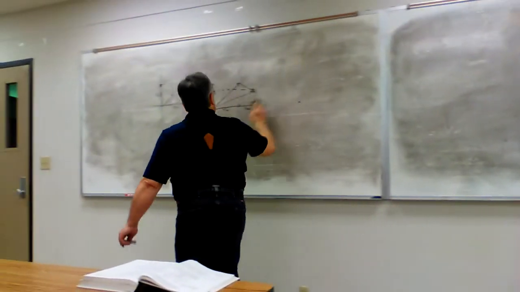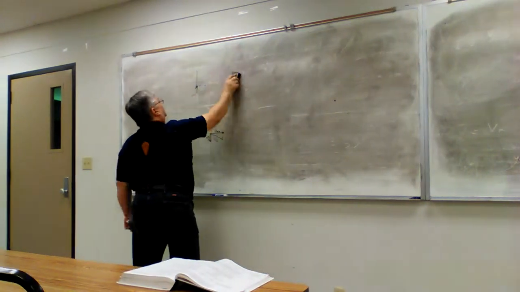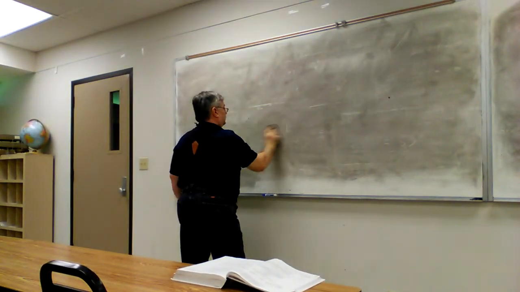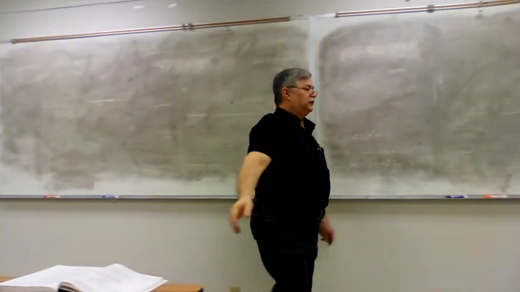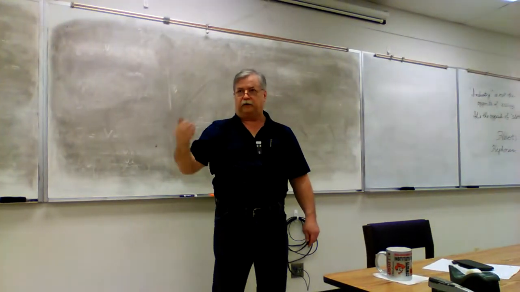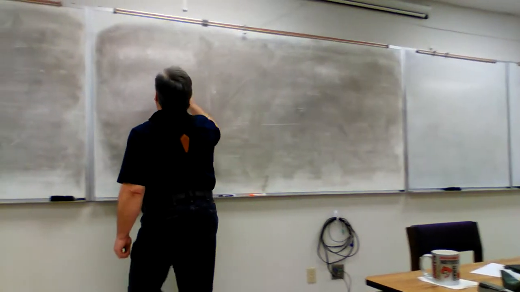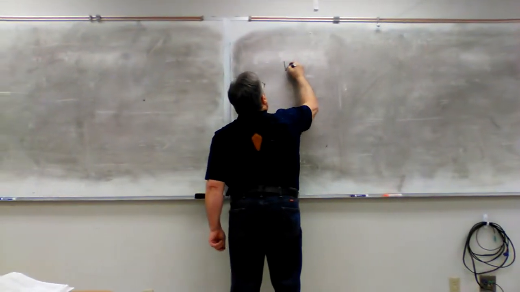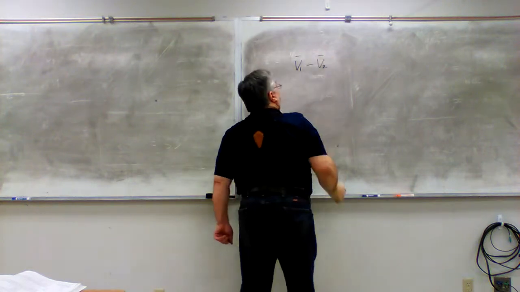Now, that's adding vectors. What about subtracting vectors? Just like division is simply multiplication by the reciprocal, subtraction is simply the addition of a negative.